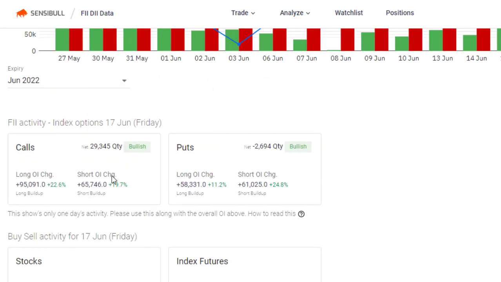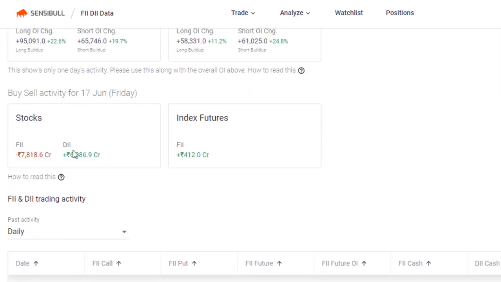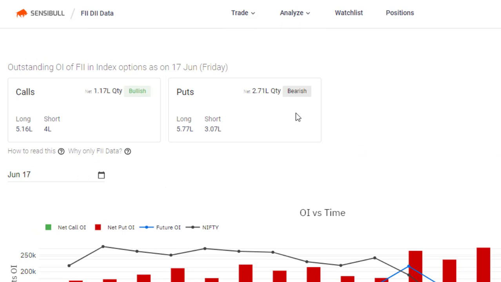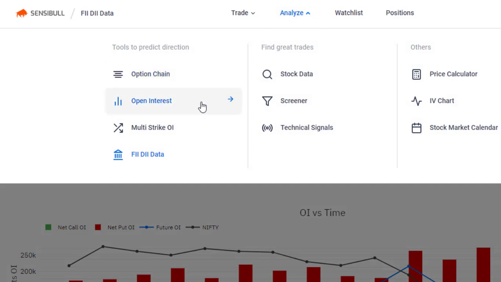So this is something that you can learn from this FII data, and it's going to be super helpful for you to understand what the FII's mindset is, because FII is smart money and you have got to trade in the direction of the smart money if you want to be smart.